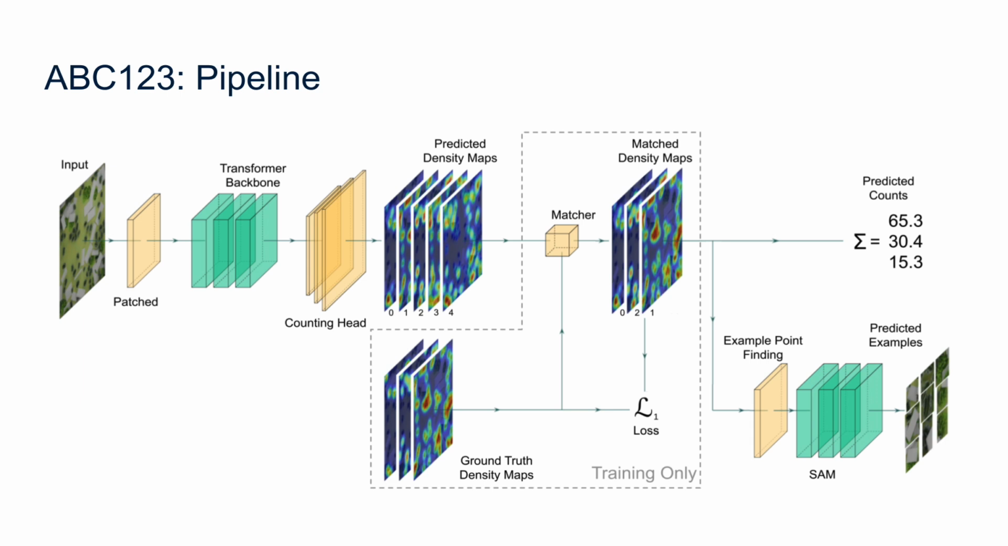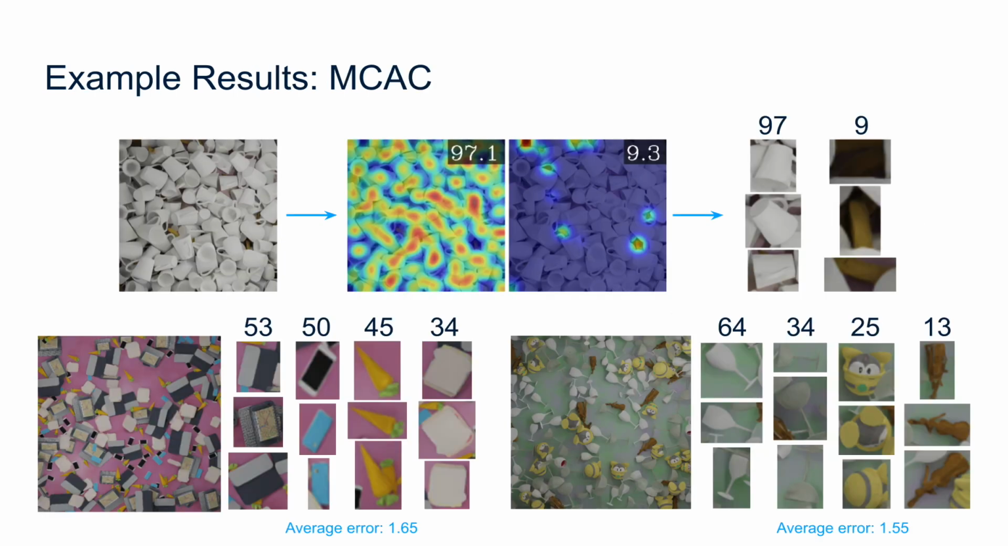To find representative examples of each counted class, we first find points that have a high activation in only the relevant density map, avoiding the other classes. To ensure the user understands the range of each counted class, we then take a set of points from each class which have diverse feature representations. These points are used as seeds to generate segmentations from the original image.